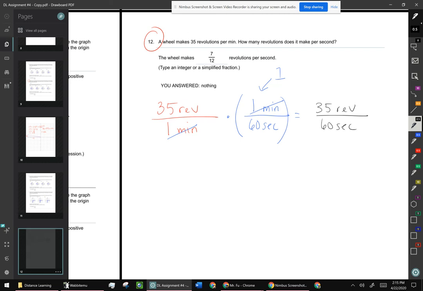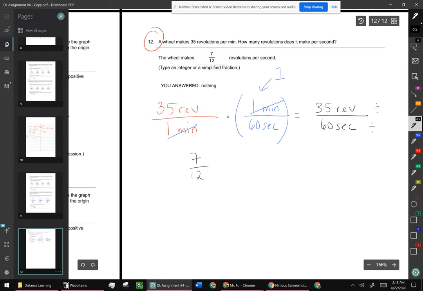And if I just reduce that, I get 7 over 12 by dividing top and bottom, reducing the numerator and denominator by 5. I get 7 over 12 revolutions. Actually, I'll write this: revolutions over seconds, which is what they're saying over here, right? Because per means divide. And that's it.